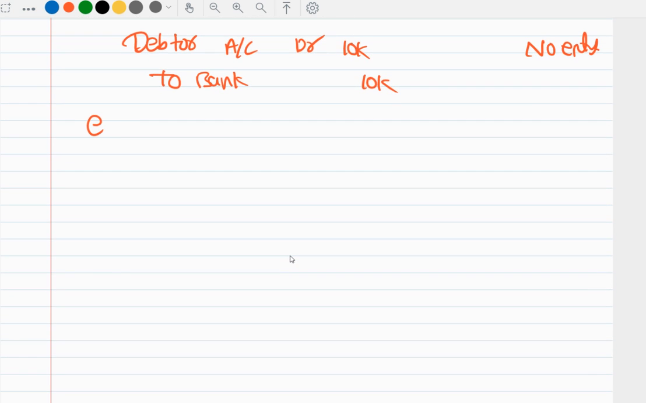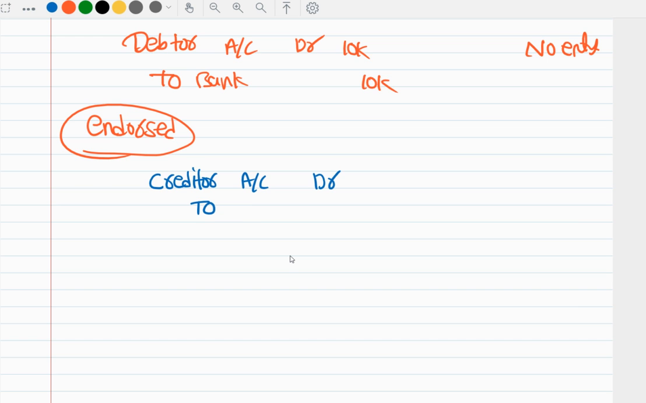Then endorsement. When the bill is endorsed, what are the general entries in the books of the drawer? Creditor account debit to bills receivable account. Why am I pausing at this entry? Because to whom do we endorse the bill? To our creditor. The drawer will endorse the bill to their creditors, right? Now obviously they would have purchased goods on credit from them, so at that point of time they will write a general entry like this.